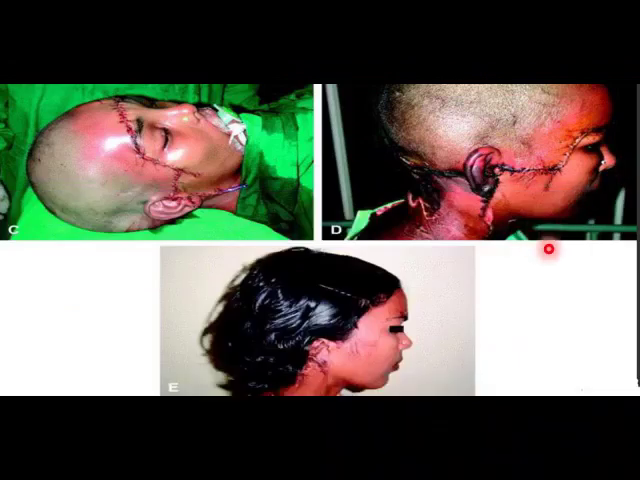This is another injury. This is a girl, as you see. This is the line of avulsion for her scalp, the line at which this scalp was removed. And this is after her growth of hair. She looks completely normal, as if nothing happened.